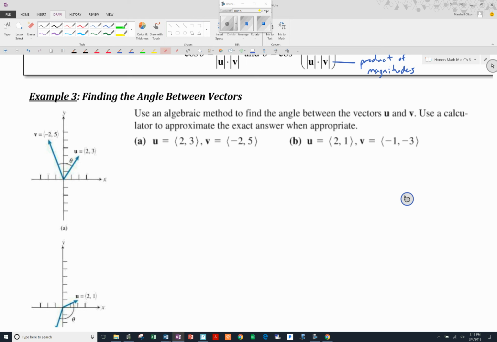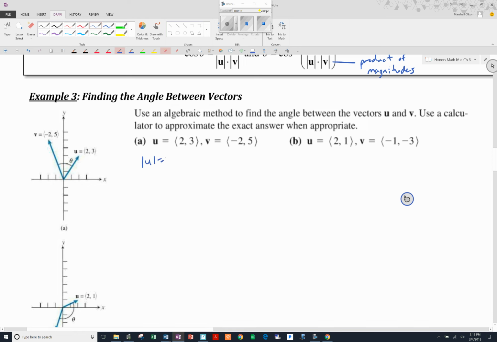So here we have two examples. It says use an algebraic method to find the angle between the vectors u and v. U is 2, 3, v is negative 2, 5. And they actually have that picture right there, so we're looking for that angle theta right there. Well, we know that we need to find the magnitude of both of these.